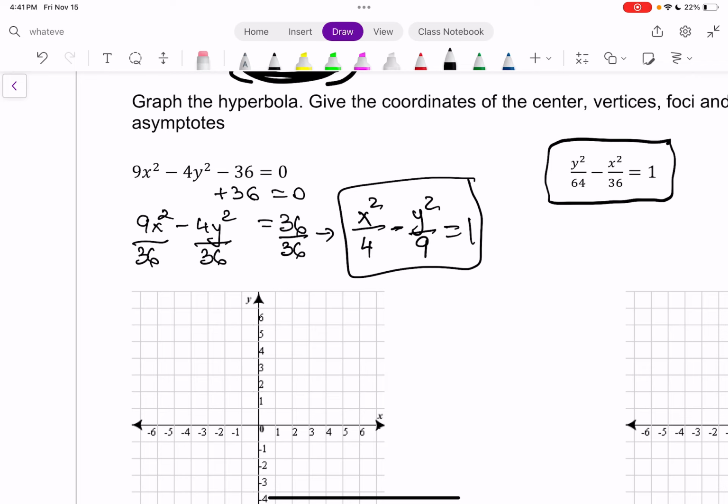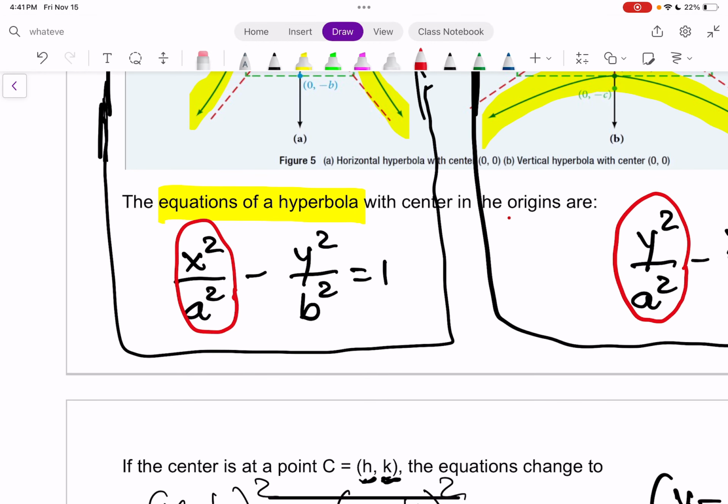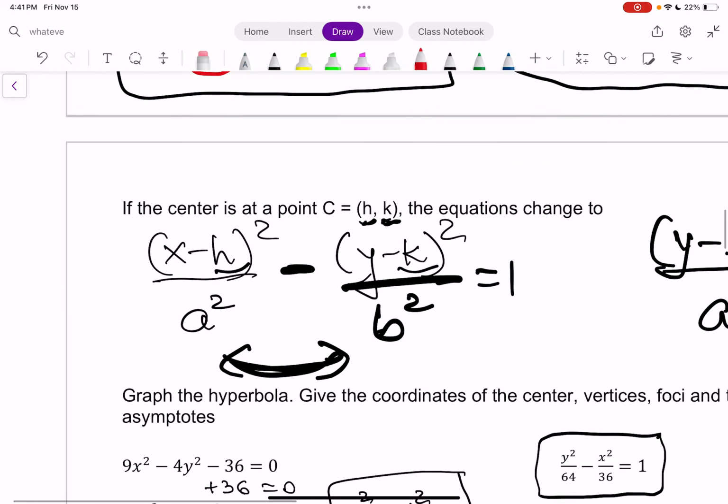Okay. So we'll start with the center. All right. The center is, we're looking at what's subtracted from x and what's subtracted from y. And since we haven't subtracted anything, that means the center is at 0, 0, right? In other words, the origin. Great.